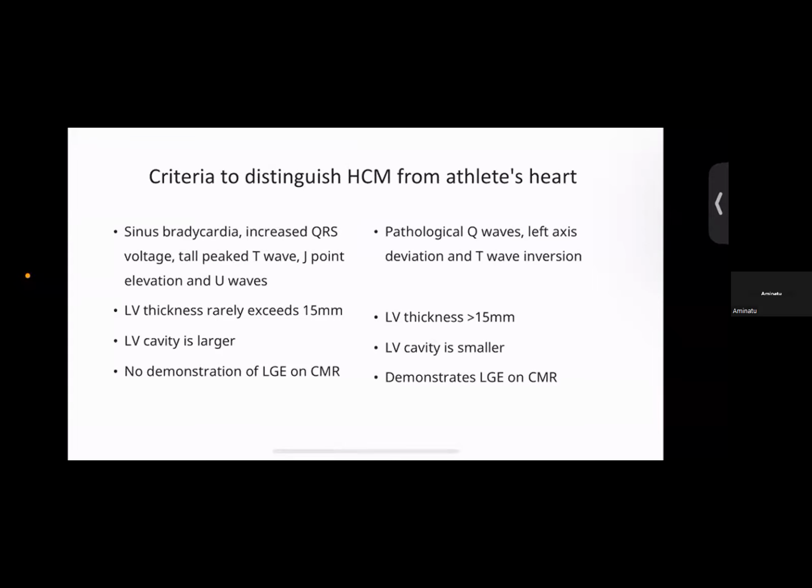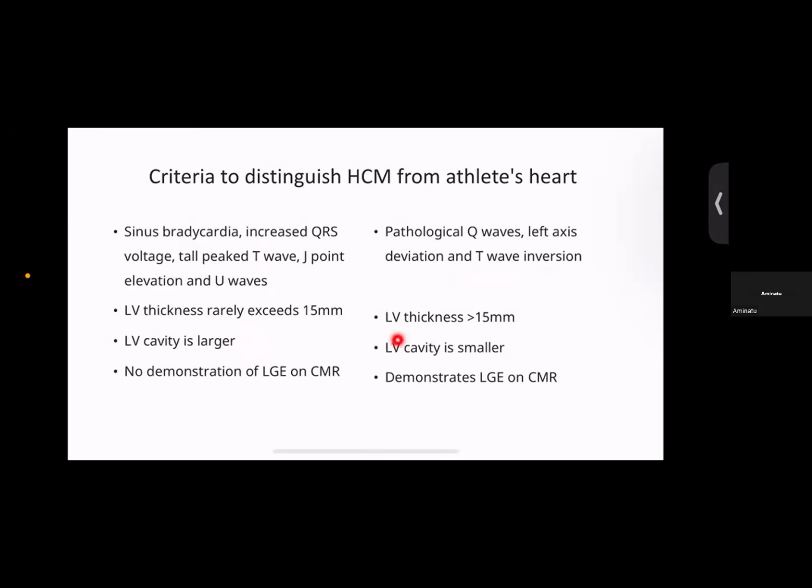Patients that have athlete's heart usually have sinus bradycardia, increased QRS voltage, tall peaked T waves, J point elevation, and U waves may be present. However, for those that have HCM, you may see pathological T waves, left axis deviation, and T wave inversions in the precordial leads.